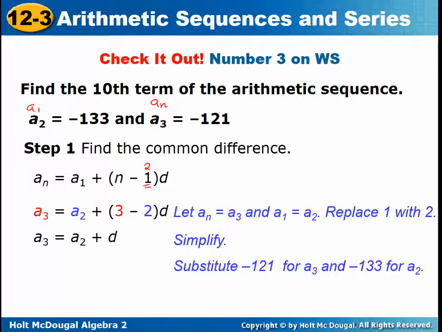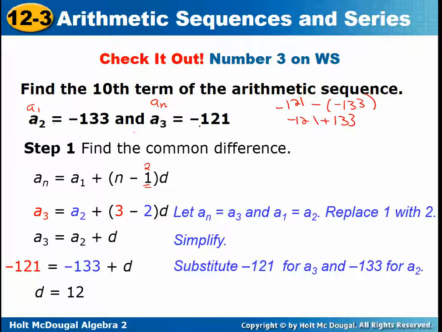And now we're going to put in our negative 121 for a sub 3 and our negative 133 for a sub 2. And we add 133 to both sides and we get d equals 12. Now, some of you may have noticed that these are consecutive terms of the sequence. You could have done this problem simpler by taking negative 121 minus the term right before it, because they happen to be right in a row. That only works if the two terms that they give you are right in a row like that. Then you can find the common difference quicker and you'll get 12 for that as well.